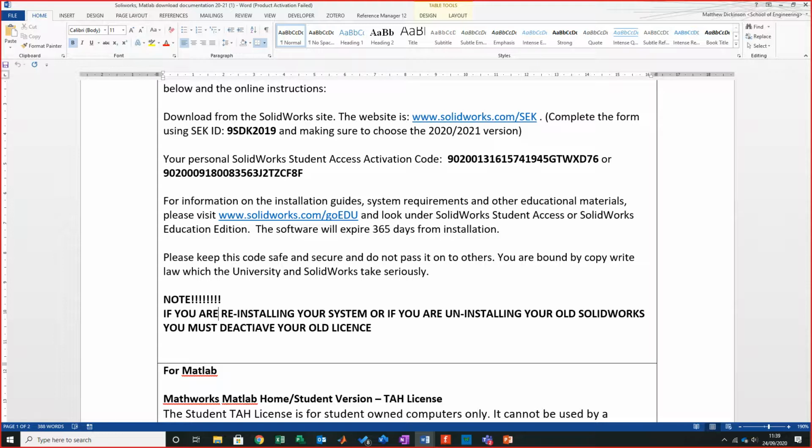I've come across millions of these deactivation buttons before, and I'm never 100% convinced that they work very well. So I would always say, if you are going to do it, make sure that you deactivate your old license before you uninstall it, because I can see that going horribly wrong and the whole thing happening again. Even though they claim it's an automatic system, I'd say do it anyway.